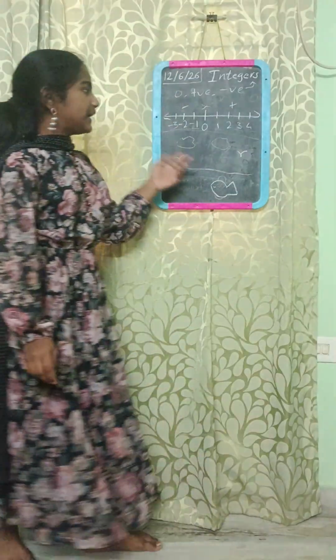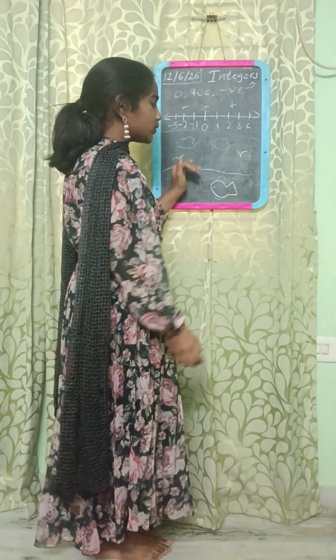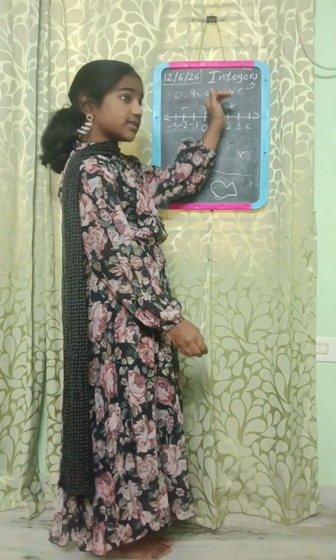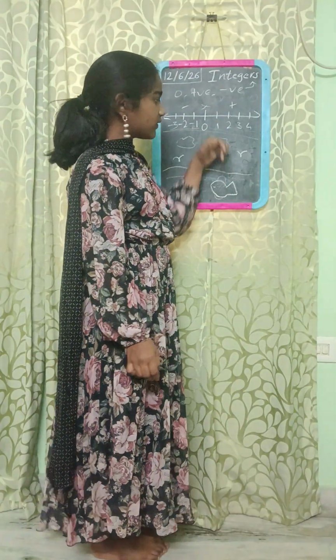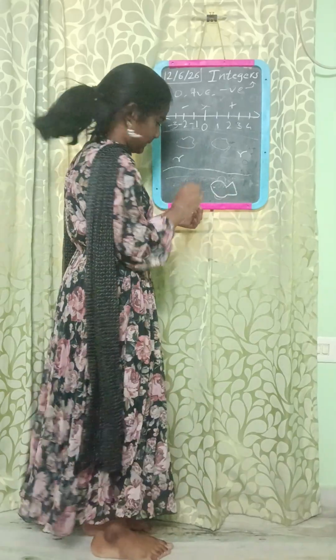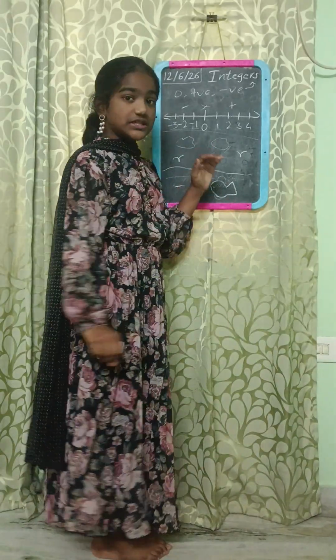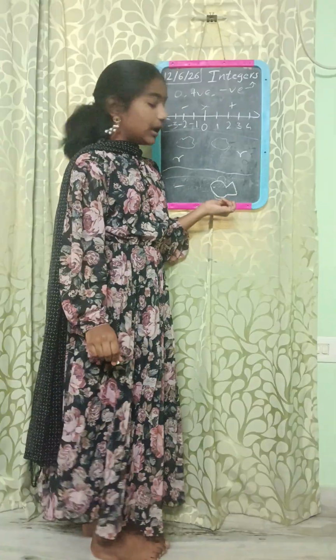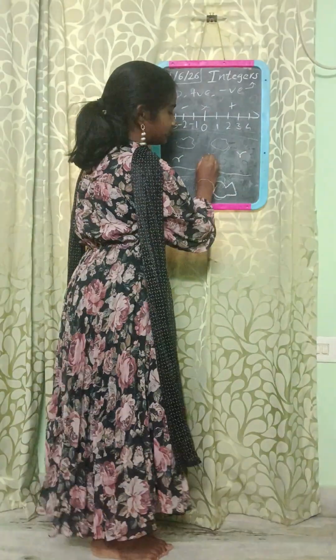An example we will take. So this is lower, this is higher. The negative one is lower than the highest, and the one which is higher than the lower value is positive.